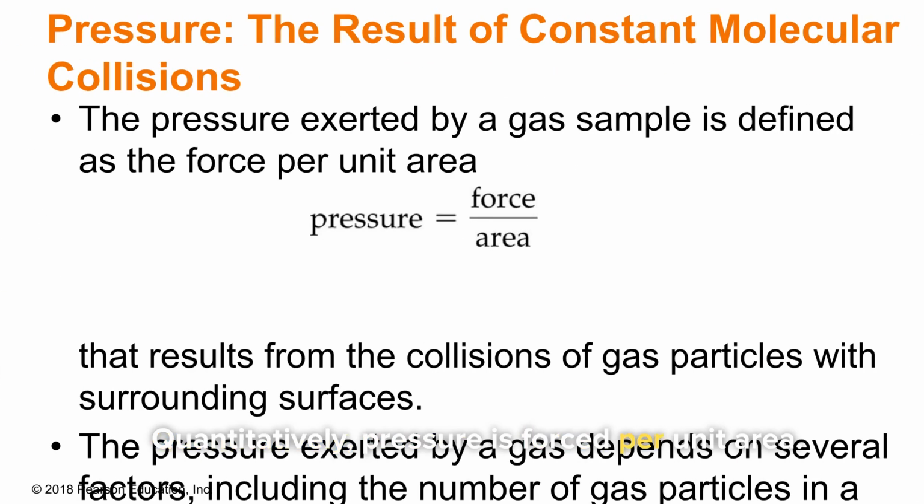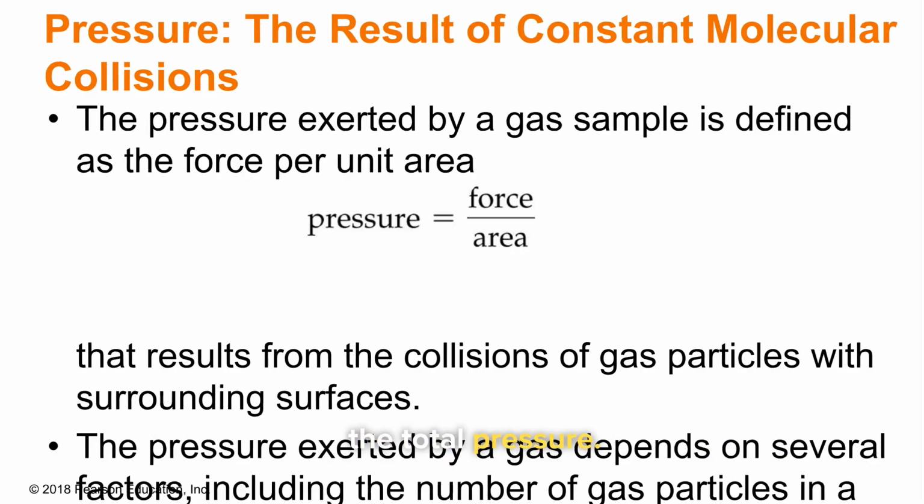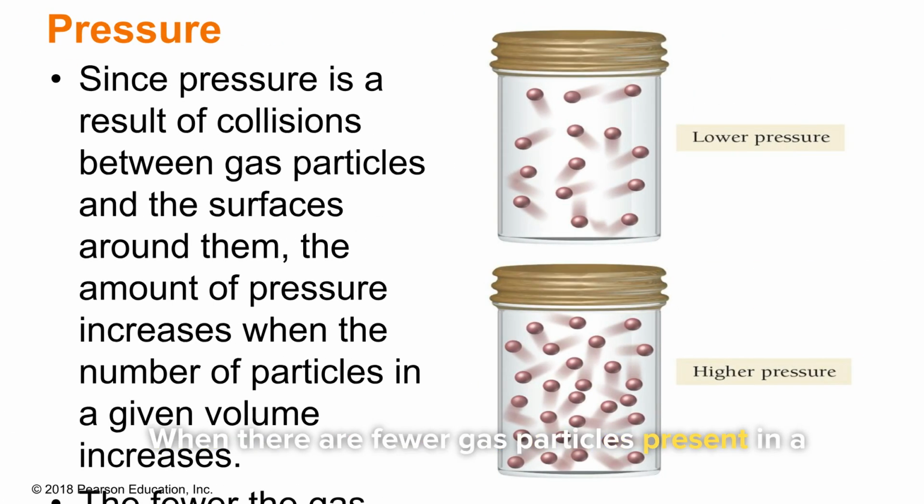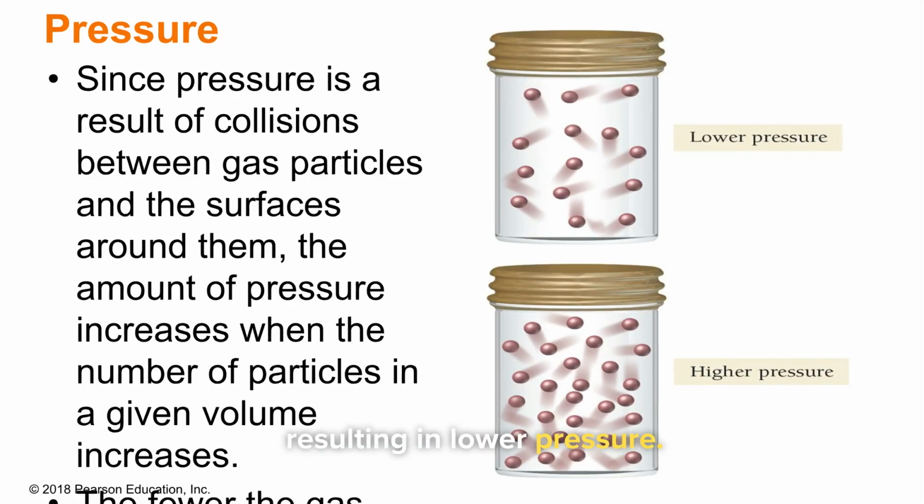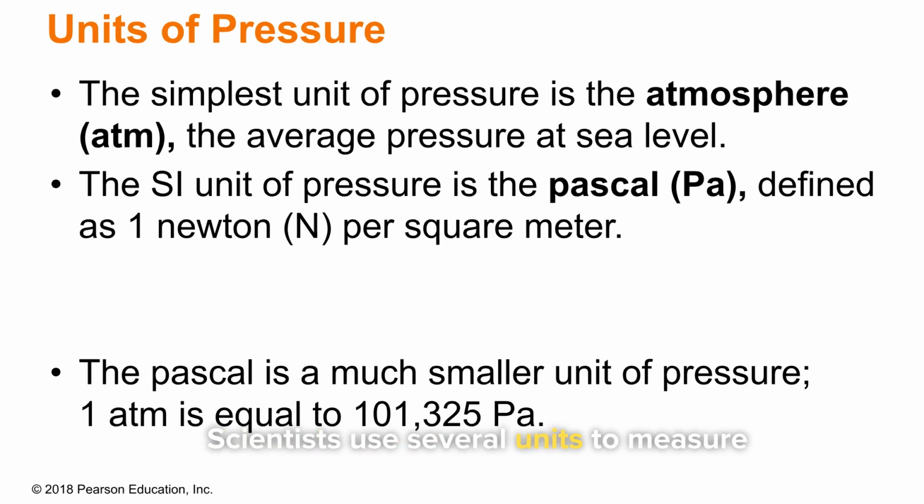Quantitatively, pressure is force per unit area. It is directly tied to the number of collisions occurring, meaning that increasing the number of gas particles in a fixed volume will increase the total pressure. When there are fewer gas particles present in a space, the frequency of collisions decreases, resulting in lower pressure. Scientists use several units to measure pressure. The atmosphere, or atm, represents the average pressure at sea level.